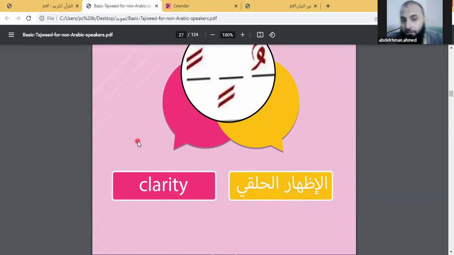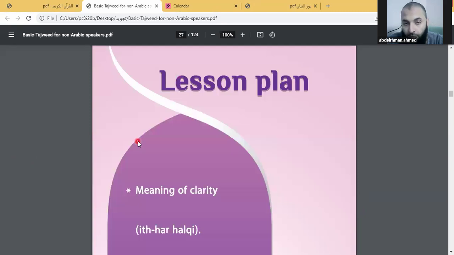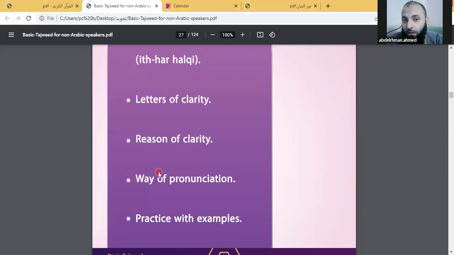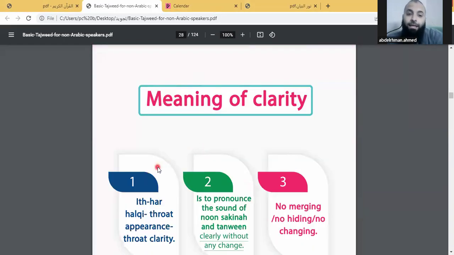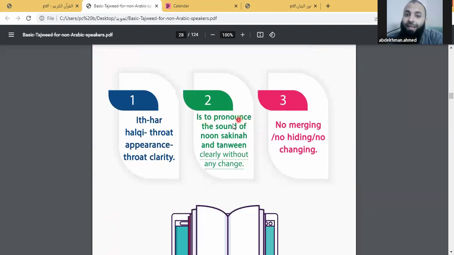Before we learn how many letters, let's know the meaning of clarity. What's the meaning of clarity, of clear? The meaning of clarity is to pronounce the sound of noon sakina or tanween clearly without any change. No merging, no hiding, no changing.